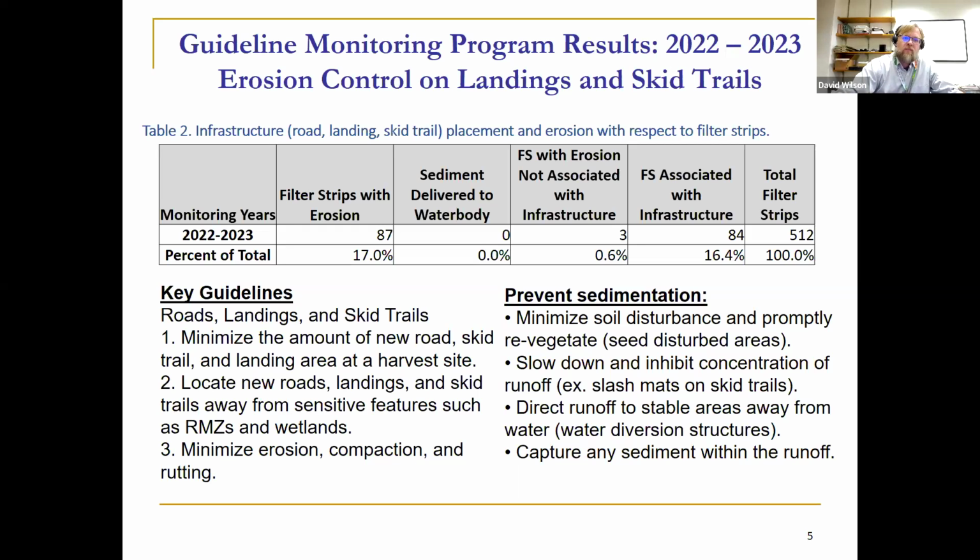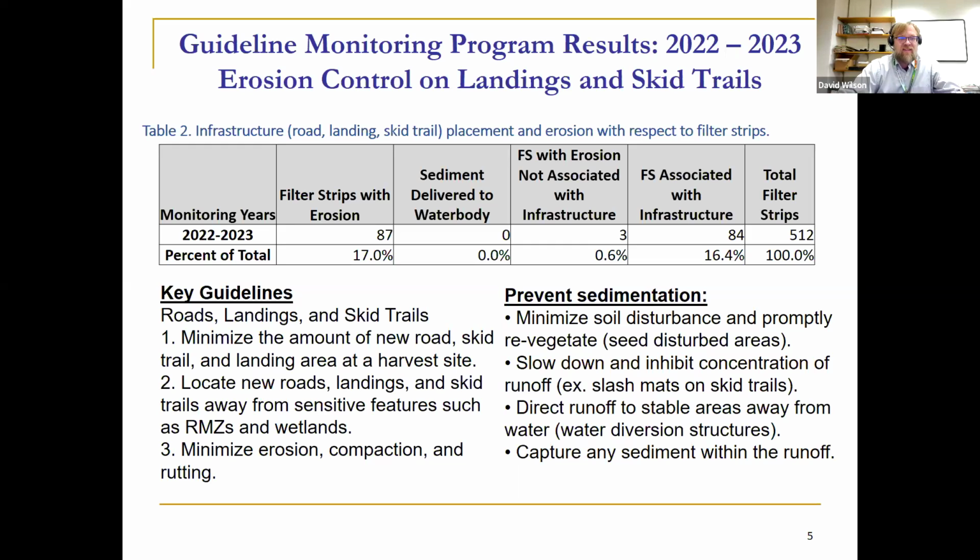I did look up the numbers of roads, landings, and skid trails, and honestly, I can't get that information because it's behind Zoom on my screen. But what I can tell you is most of the numbers represented here, these filter strips with erosion, are divided between landings and skid trails. I think there were about 17 roads out of these 87, sorry, filter strips with erosion. 84 of those were associated with infrastructure. So really keeping the infrastructure out of the filter strips and away from the wetlands is super important.